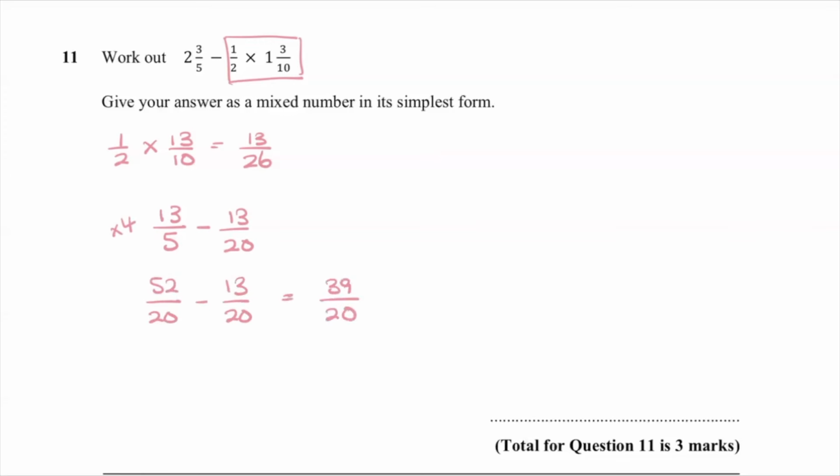Now it does say to give my answer as a mixed number in its simplest form. So 20s into 39 go 1 with 19 over 20, and that would be my final answer.